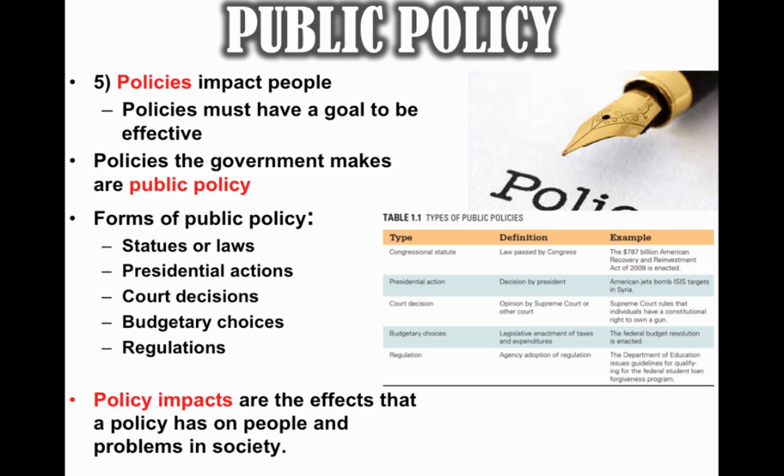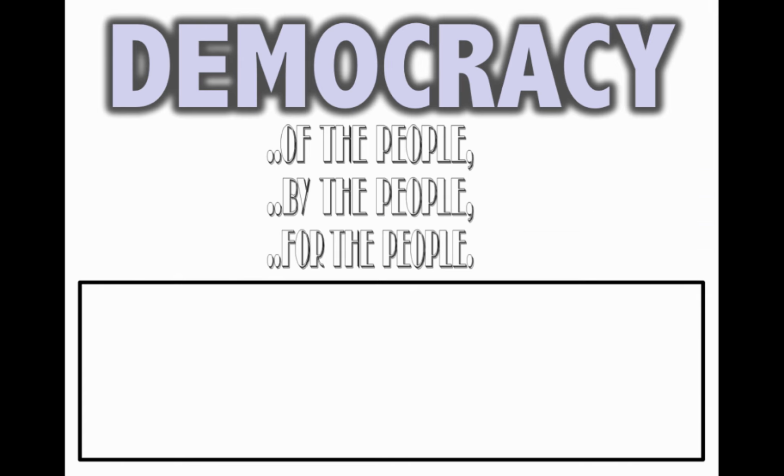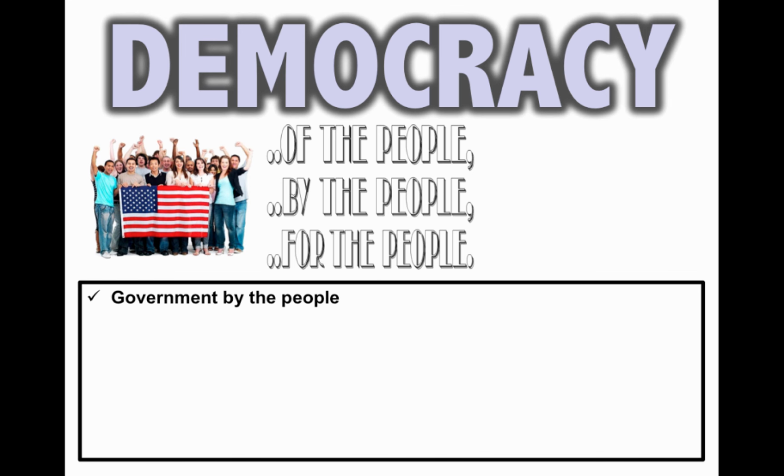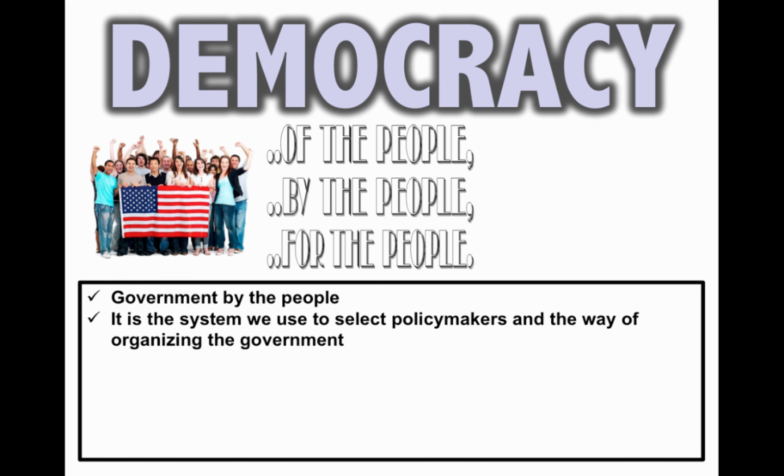So policies can take many forms, but the policy impacts are the effects that a policy has on people and problems in society. Now, you can't talk about U.S. government without talking about democracy. On the most basic level, it's this idea of citizens voting. People are involved in politics, government by the people. But democracy is more than that. It is the system we use to select policymakers and the way of organizing the government.